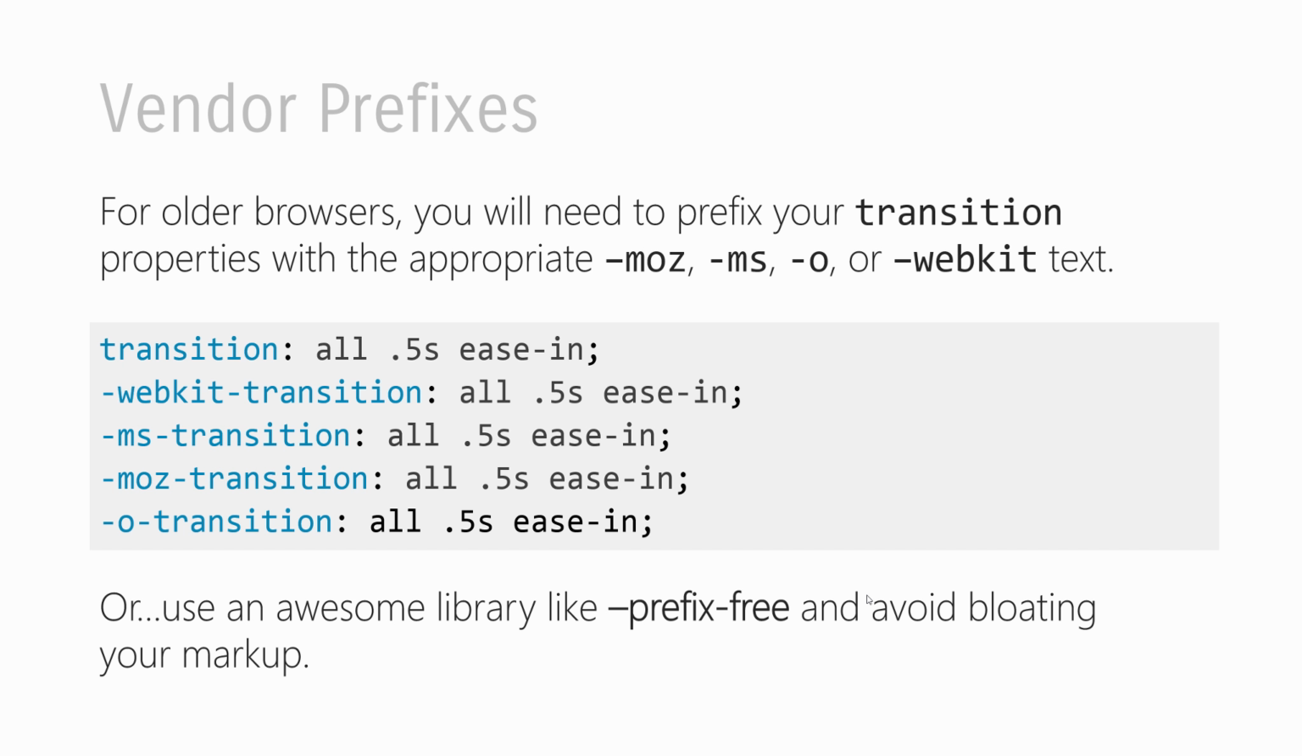So in modern browsers today, you can just type in transition all 0.5 seconds ease in and everything works fine. On slightly older browsers, you need to prefix this property with the appropriate extension, appropriate vendor prefix. And the common ones are Moz for Mozilla, MS for Internet Explorer, O for Opera, and WebKit for Chrome, Safari, and other browsers based on WebKit. And here's what it actually looks like.